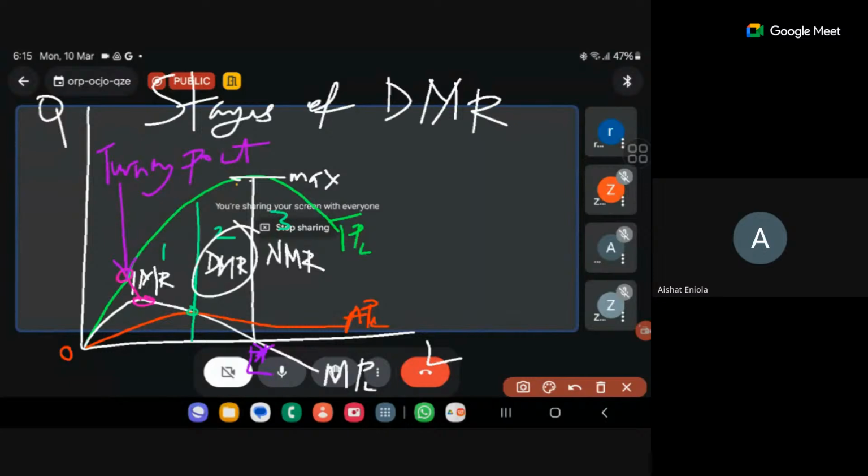Everything I'm saying is on the board. What I'm saying is you can see that TP grew and got to the maximum point, and MP fell and got to the last point of 0 on the 0 line. Are you guys with me?